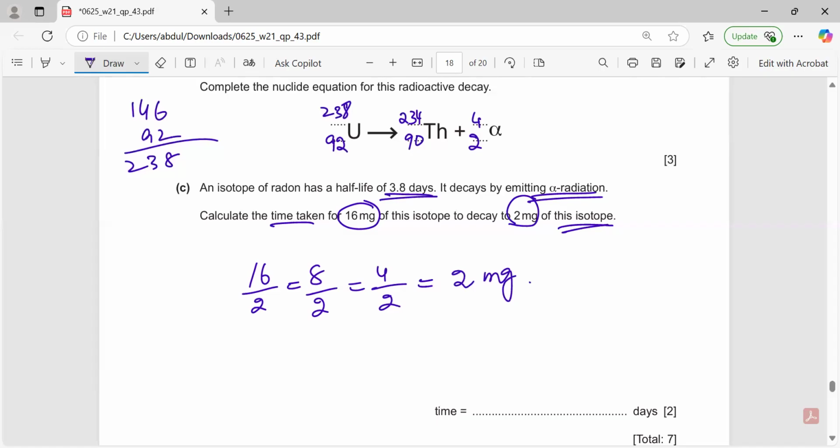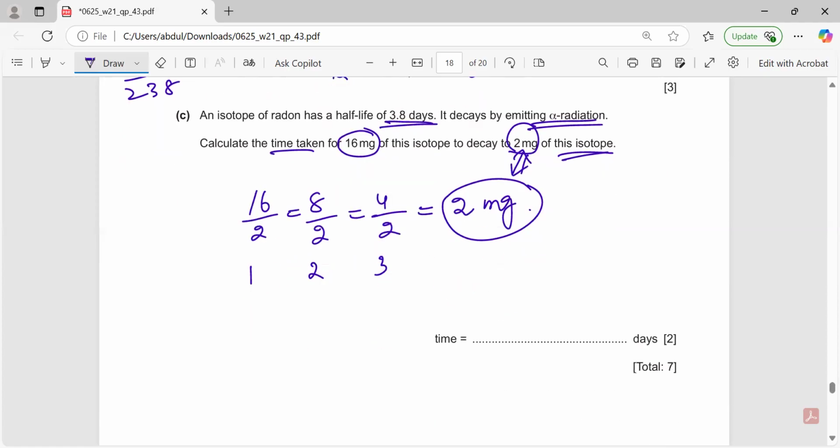Sixteen divided by 2, 1 half-life. Answer comes to be 8. We need to go to 2. So 8 divided by 2 equal to 4, second half-life. 4 divided by 2 equal to 2. This is something which we need to reach. So how many half-lives? 3 half-lives are gone.